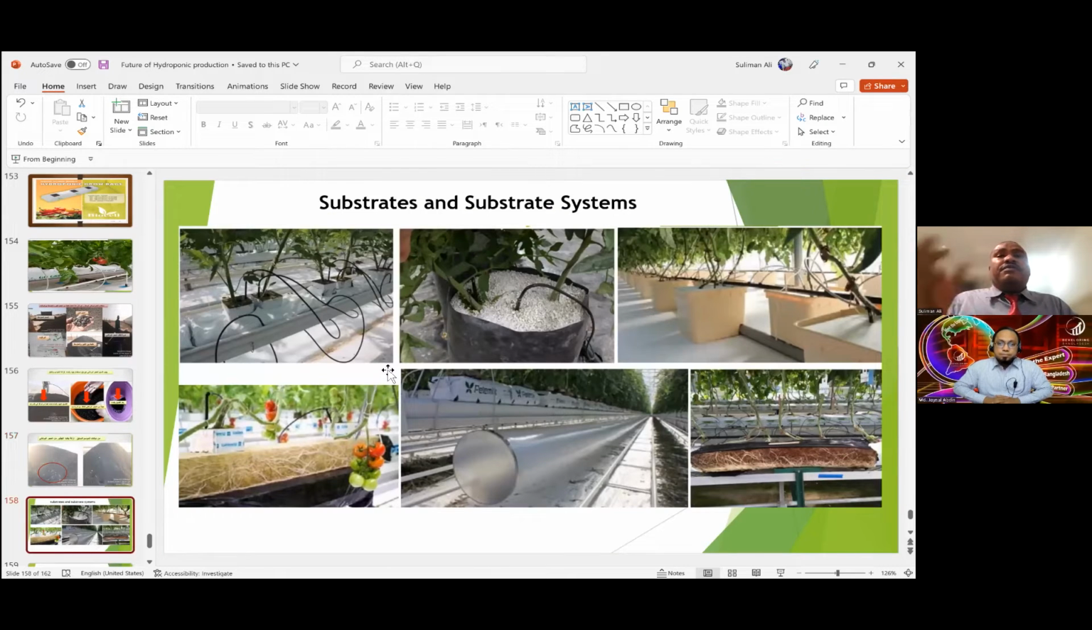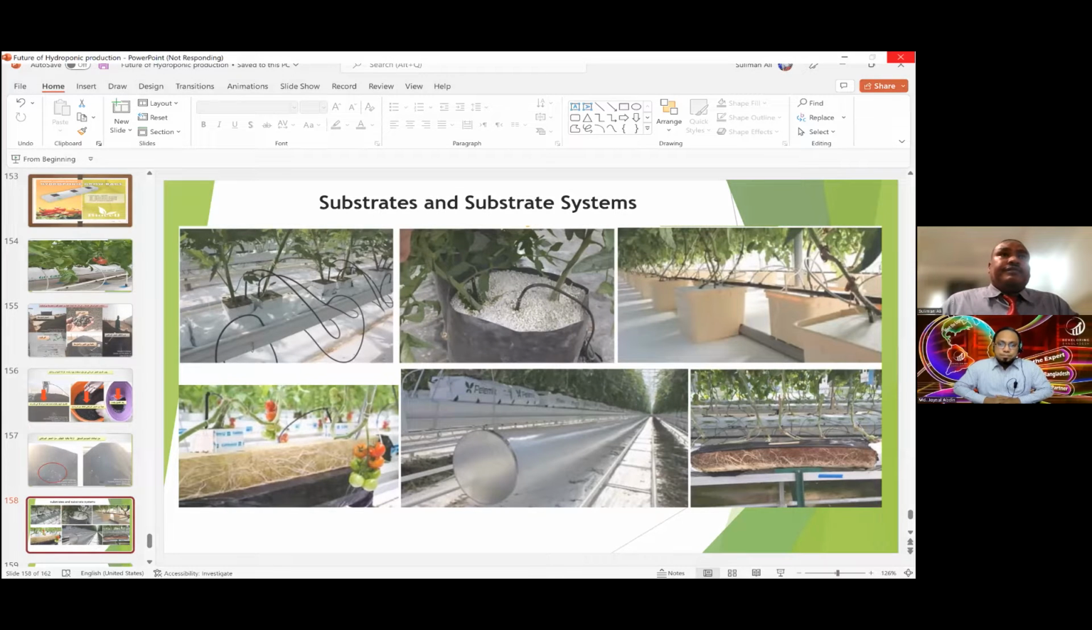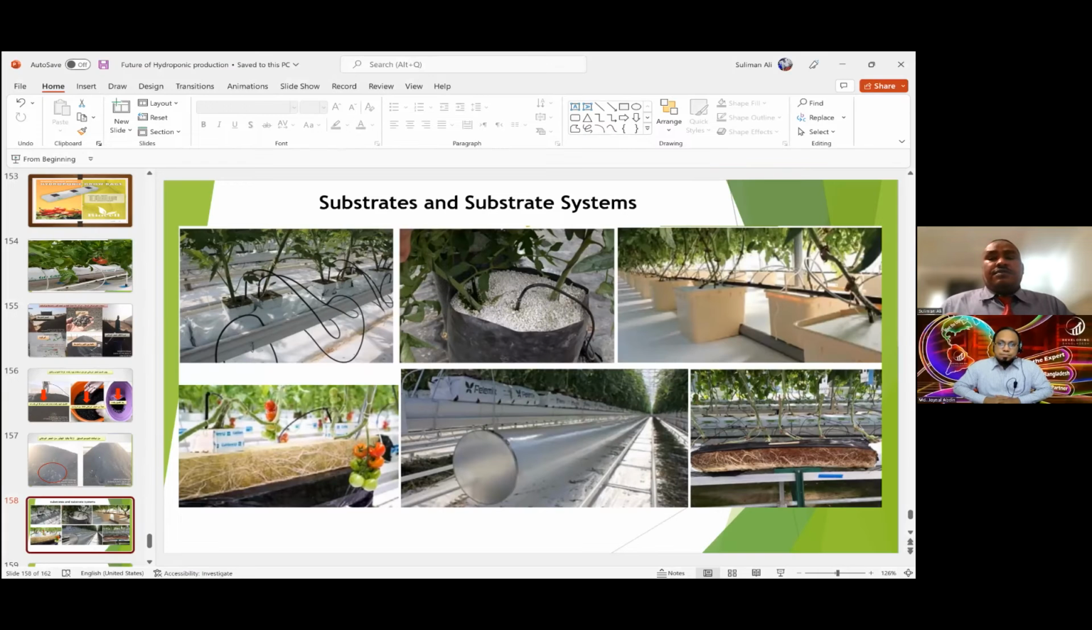And there are many types of substrate: from rock wool, from the Dutch bucket, and from ash. Also, they have rice hulls. They can also be sterilized and used for growing. Why not?